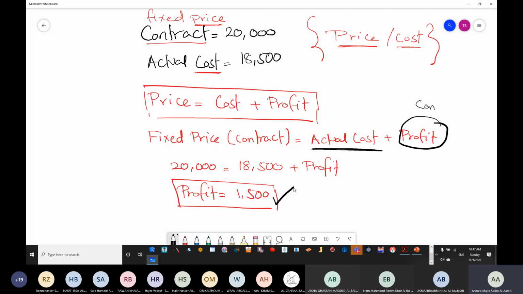Now for me as an owner, how much do I need to pay? Do I need to pay 18,500 or do I need to pay 20,000? You are going to pay the 20,000, which is 18,500 for the building, plus 1,500 for the profit of the contractor. Is it clear? Are we clear?